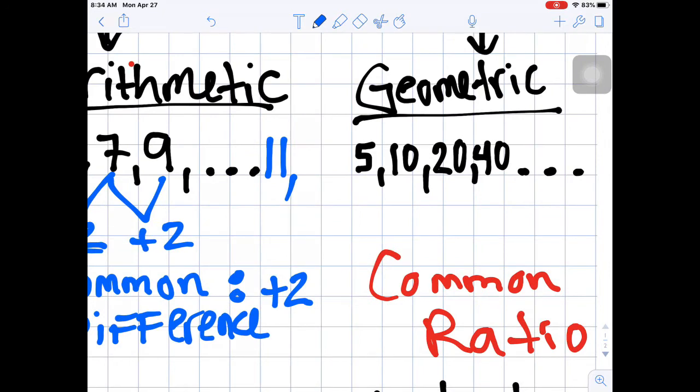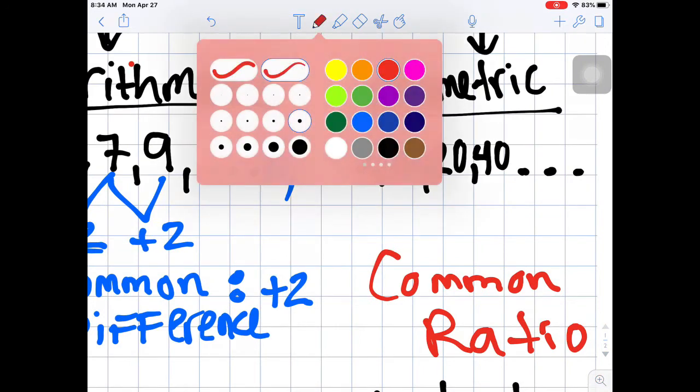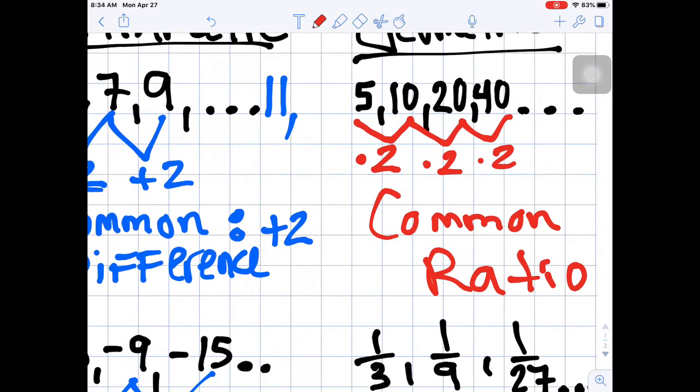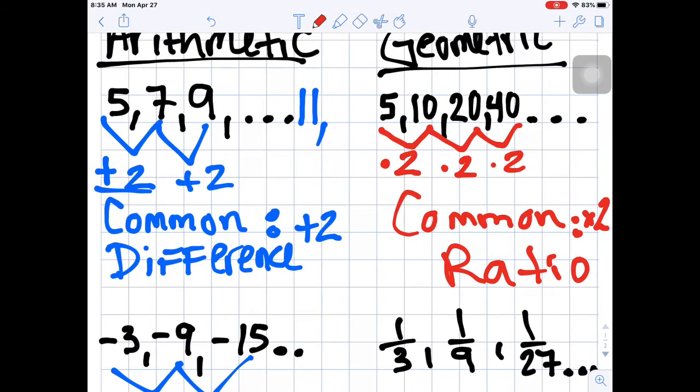Now let's look at geometric. What do you guys notice about geometric? Think about what you're seeing. In other words, how is this pattern growing? In your mind, you probably already saw it, so you are correct. This pattern is multiplying by 2, multiplying by 2, and multiplying by 2. So in geometric sequences, they call it the common ratio. So the common ratio in this case will be times 2. And so here's the difference, or similarity. They're both growing. One of them is adding, arithmetic, and one of them is multiplying, geometric.